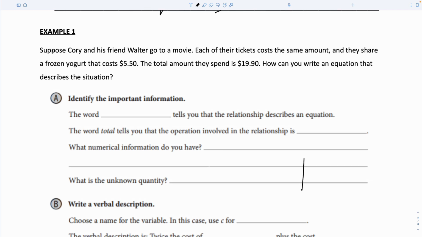Read it for me, please, Colby. Suppose Corey and his friend Walter go to the movie. Each of their tickets cost the same amount, and they share a frozen yogurt that costs $5.50. The total amount they spend is $19.90. How can you write an equation that describes the situation?